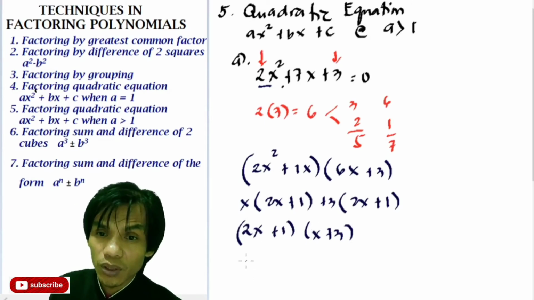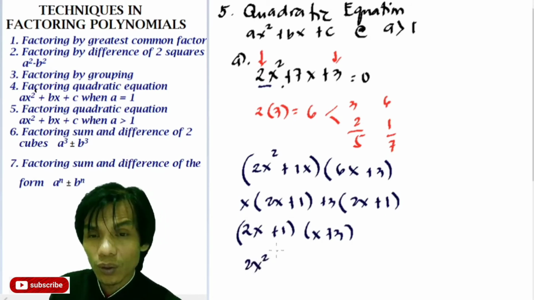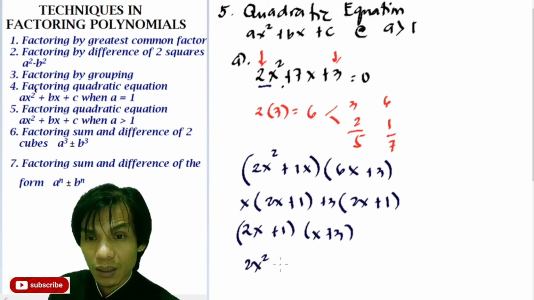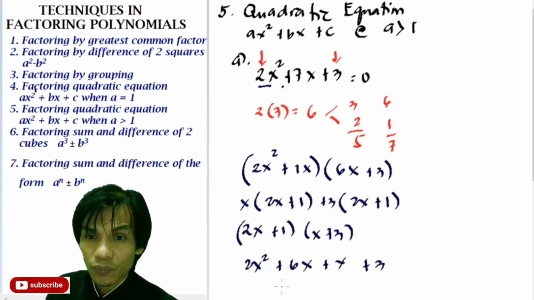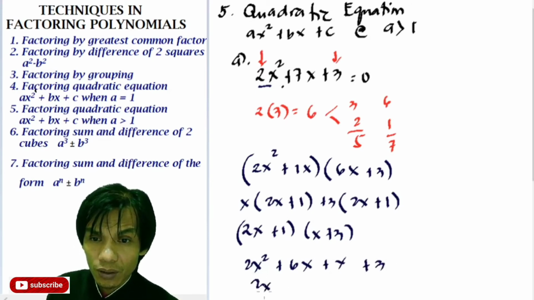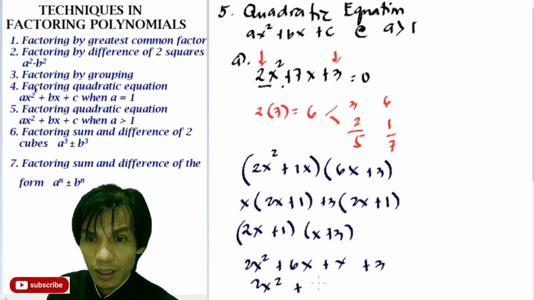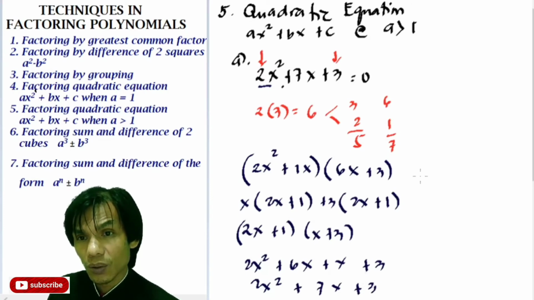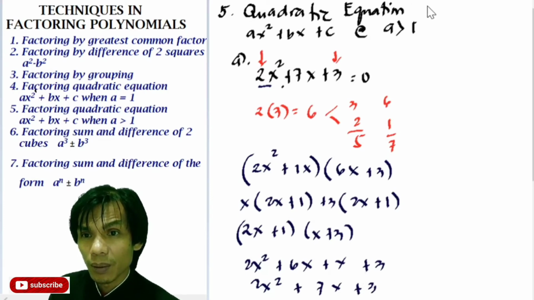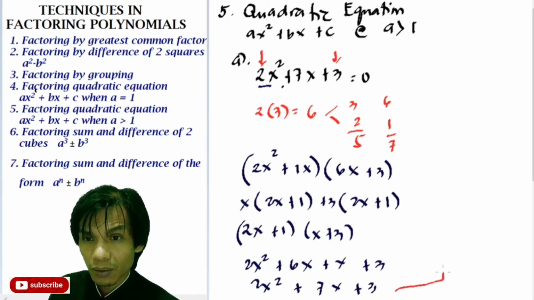So, gusto nyo i-multiply natin? Sige. Para lang ma-check natin. So, 2x times x. That is 2x squared. 2x times 3, that is plus 6x. And then, plus x plus 3. Okay, so we have, simplify natin, 2x squared plus 7x plus 3. So, ganun pa din, di ba? Bumabalik siya dito sa original equation na to. Ayan.